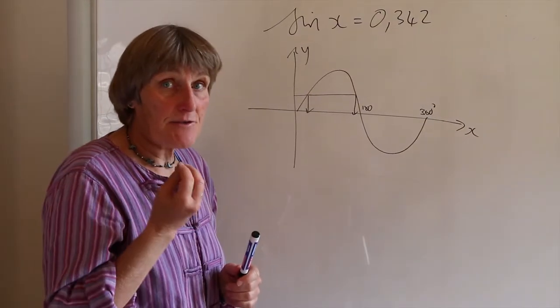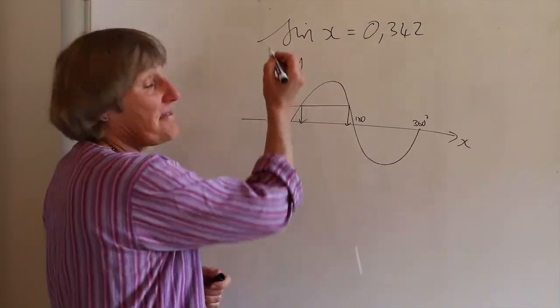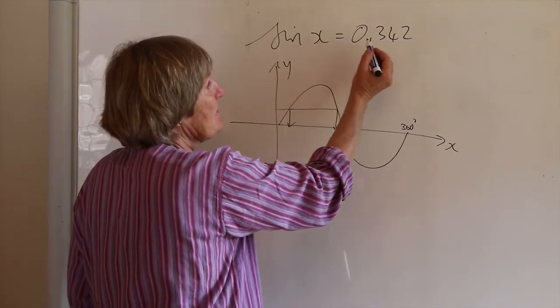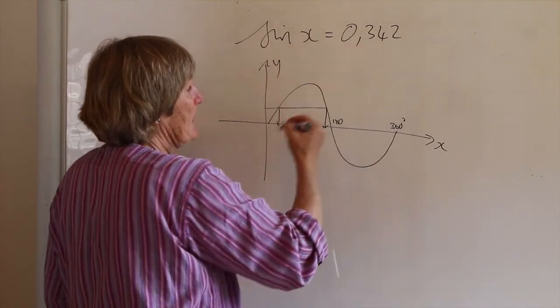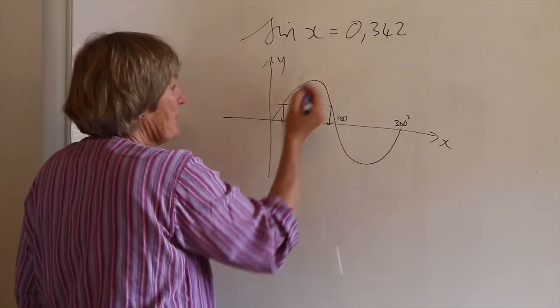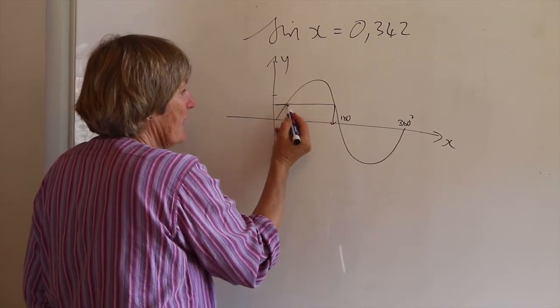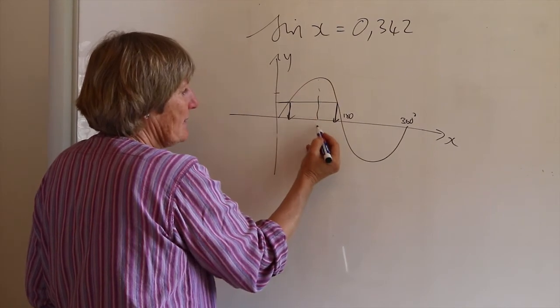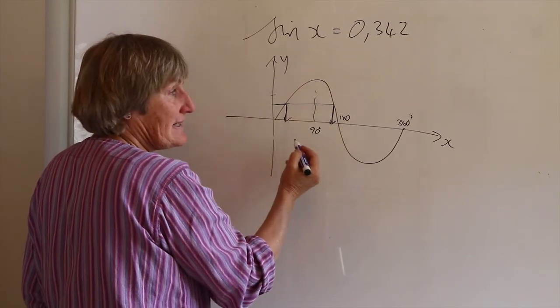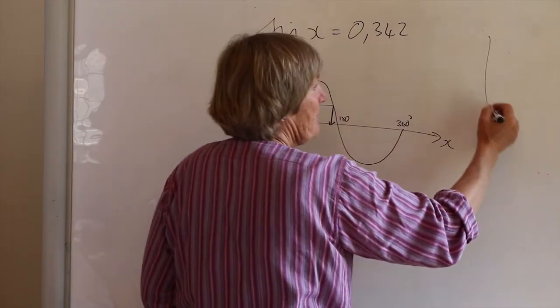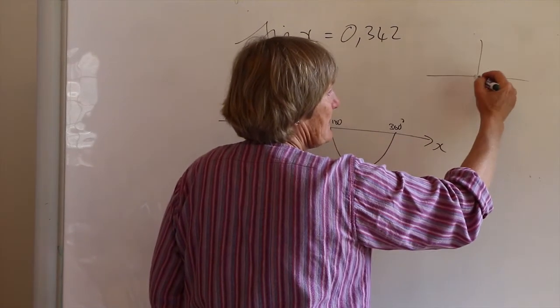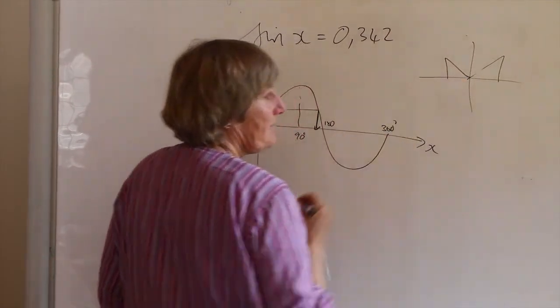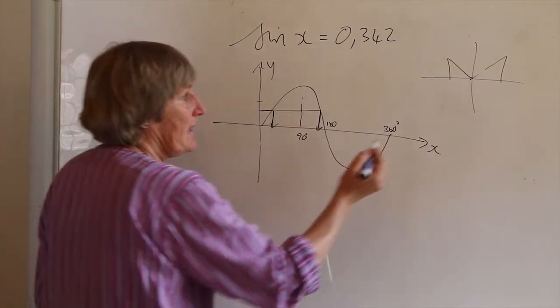Here is another trig equation with sine. Sine of x is 0.342. Let's look at the graph. This is the ratio, it's under a half. I can see there are two angles. The one is in the first quadrant and the other one is in the second quadrant. Now remember, all sin, so it's here or there. So there you've got your butterfly.